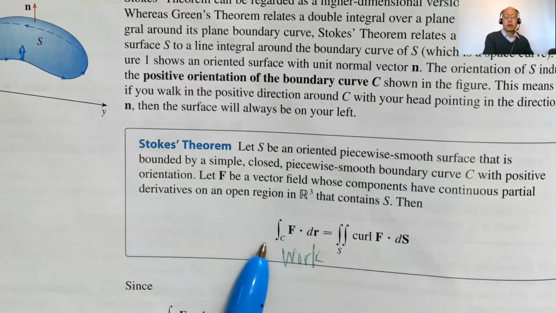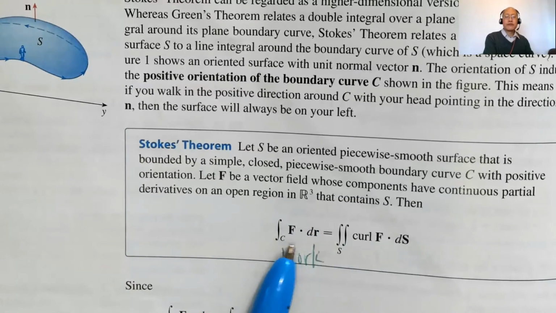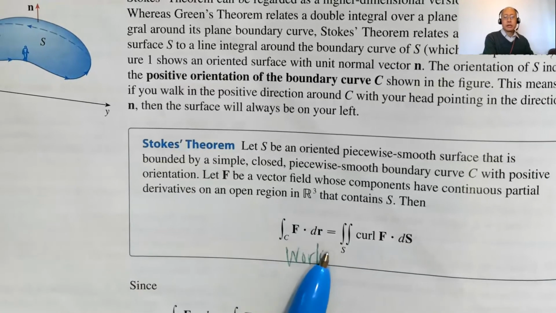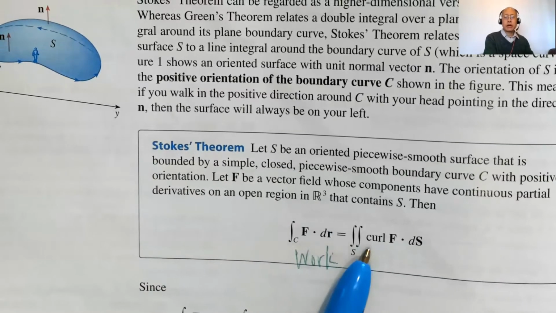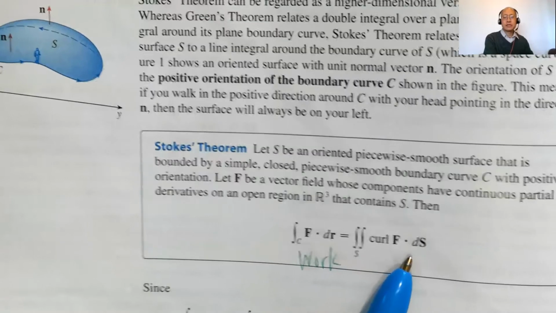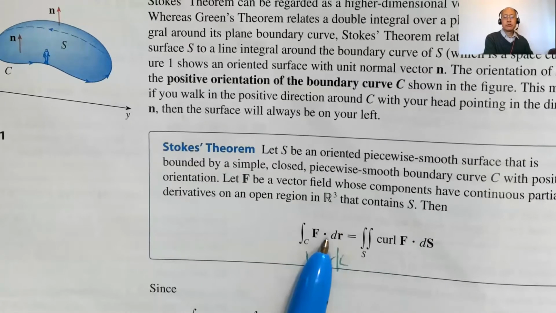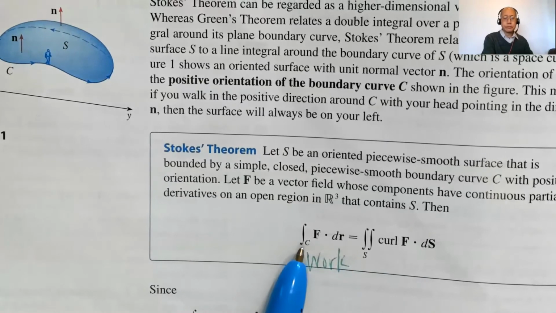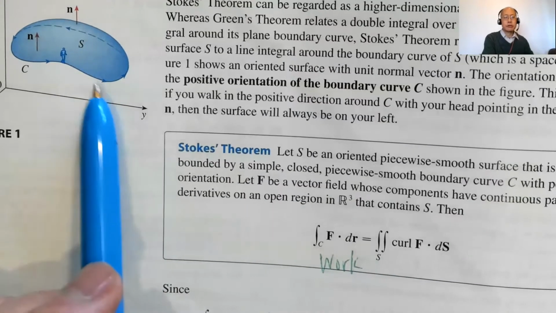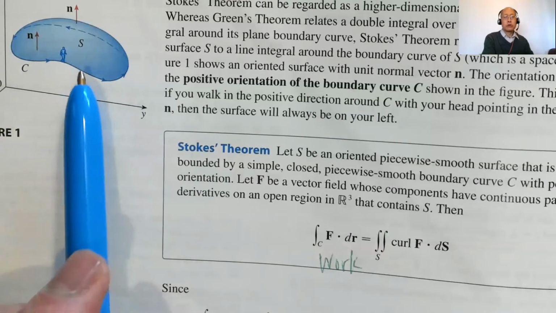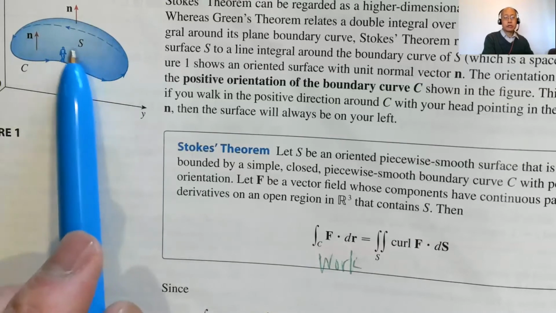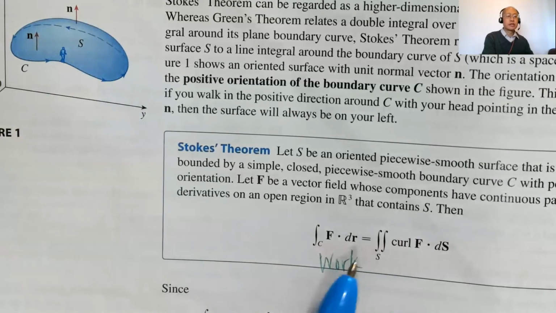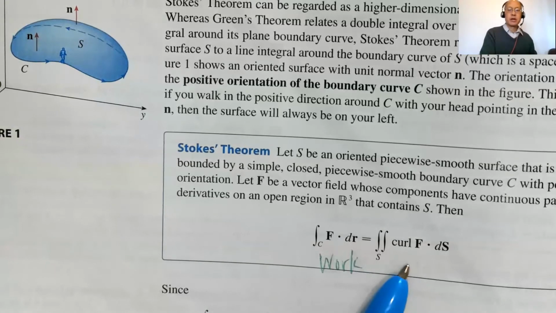Then the integral along the curve of F dot dr, which is work, is equal to a double integral of curl F dot dS. And this is similar to Green's theorem in the plane, which was back in section 4. So you have a choice. You can either integrate along the curve or integrate along the surface, the curl of F dot dS.